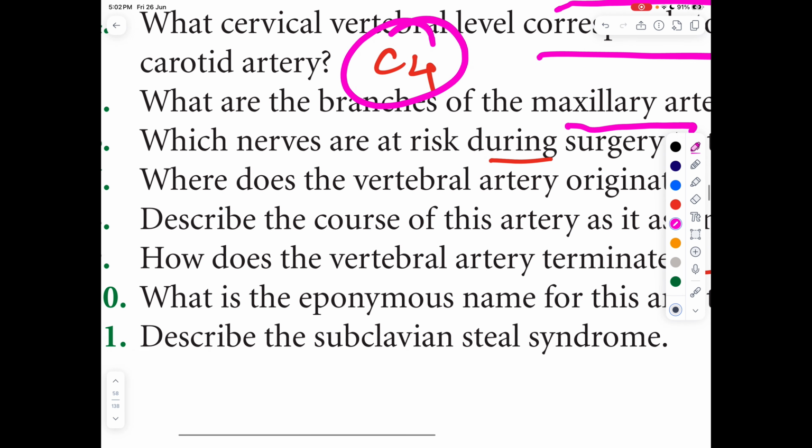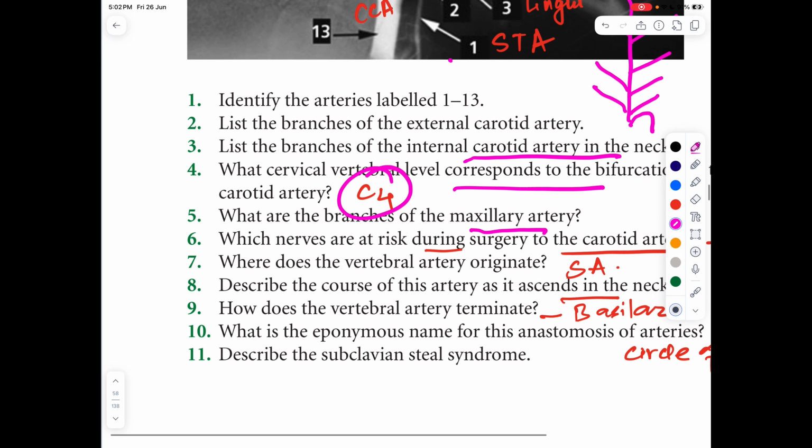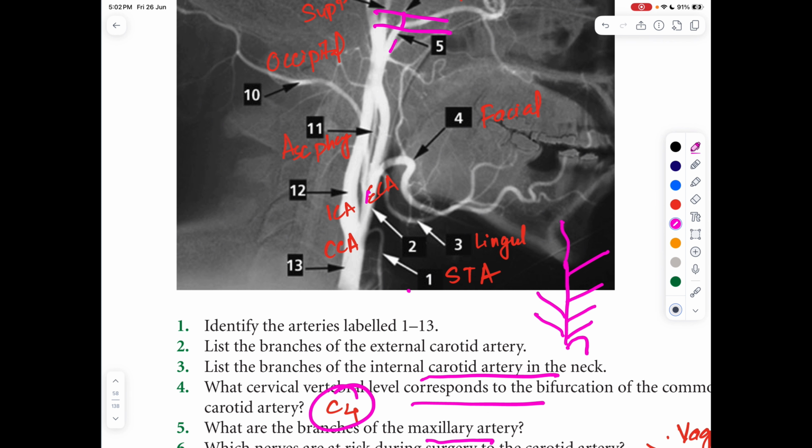So, what are the nerves at risk during surgery? When you are doing surgery on the carotid artery, the nerves at risk are the 9th, 10th, 11th basically. Biggest is the 10th, ansa cervicalis, hypoglossal 12th. Also the sensory branch of the cervical branch, glossopharyngeal, and the marginal branch of the facial nerve.